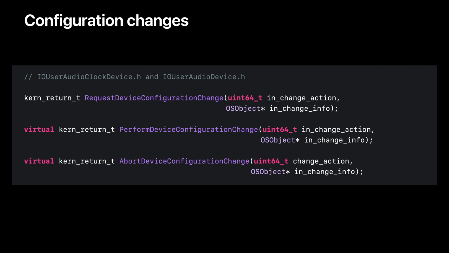The HAL will stop any running I/O and perform device configuration change will be called on the driver. Only then can the audio device update its I/O related state. A common scenario of this would be updating the audio device's current sample rate or changing the current stream format to correspond with changes to the hardware device.